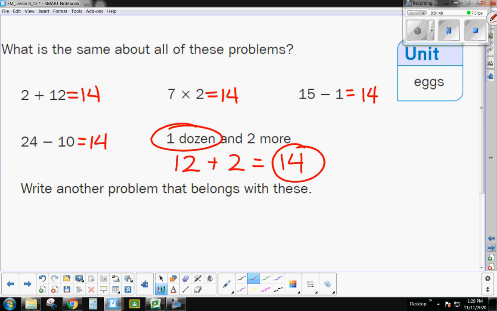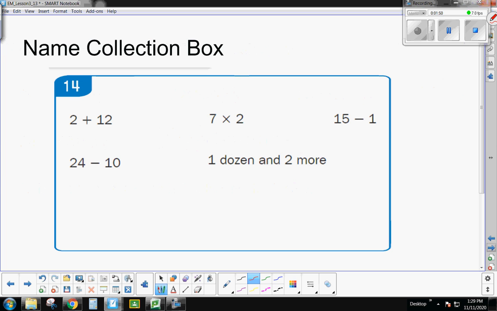When we do problems like that in this unit, you're going to see name collection boxes like this. It's just a big box, and up in the top left-hand corner, it'll have a number. And inside that box are equivalent names that equal 14. So this is all the different ways that they come up with that makes 14. Now I want you to go ahead and pause the video and see if you can come up with even more ways to make the number 14. Go ahead and pause the video.